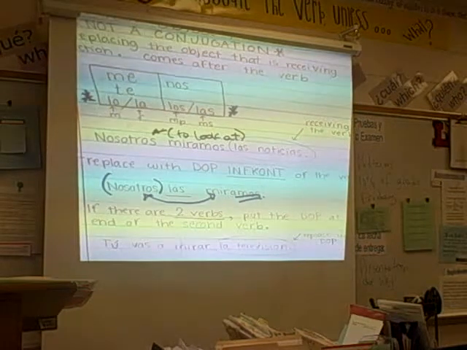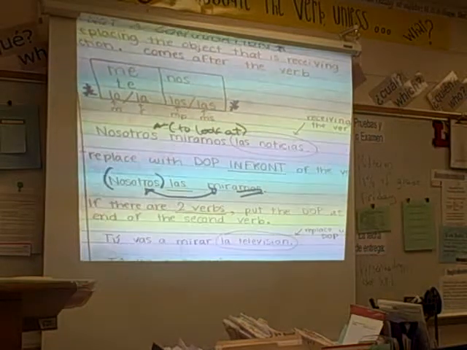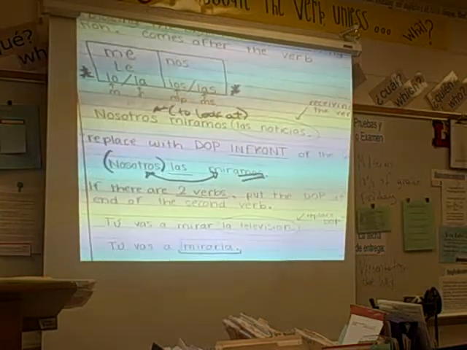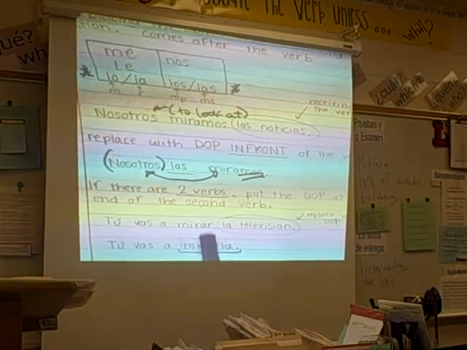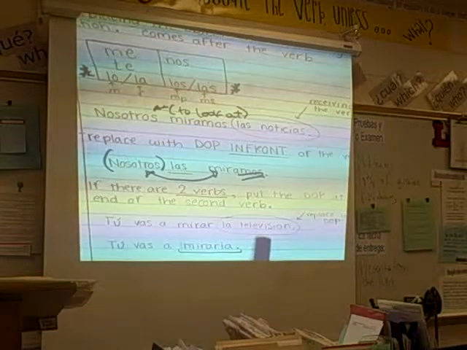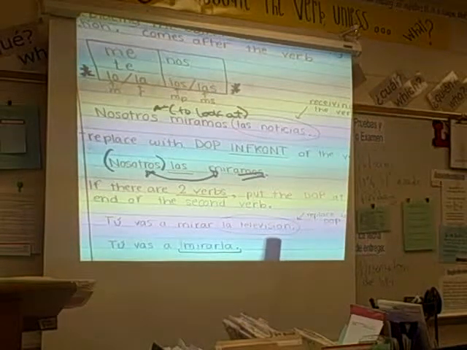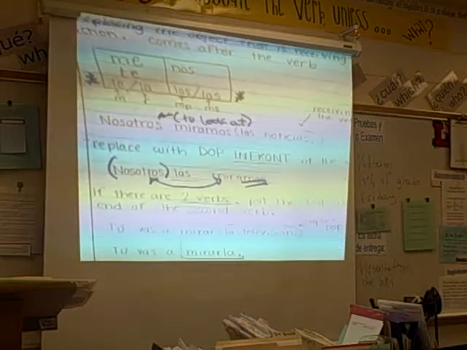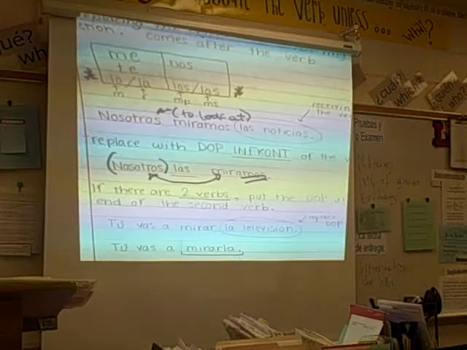Okay. And if there are two verbs, one after the other, like vas a mirar, then you would put the DOP at the end of the second verb. So you're looking at the object that's receiving the verb, which is the television, and that's feminine singular, so you would replace it with la. And so you would do tú vas a mirarla.